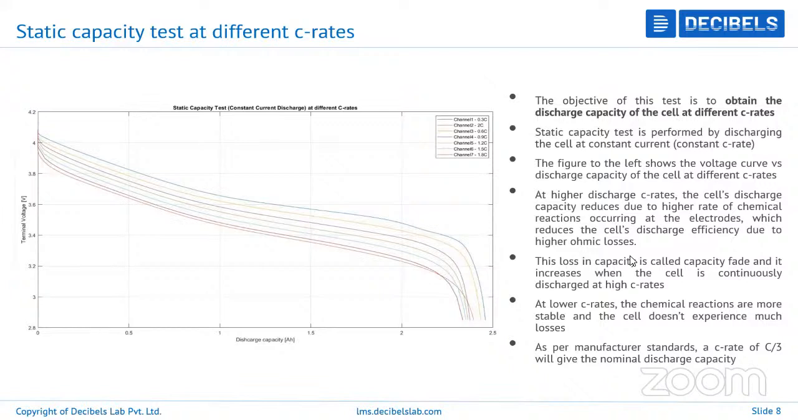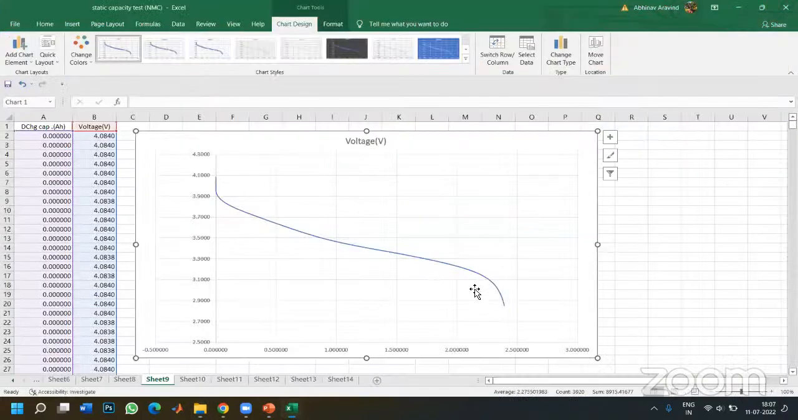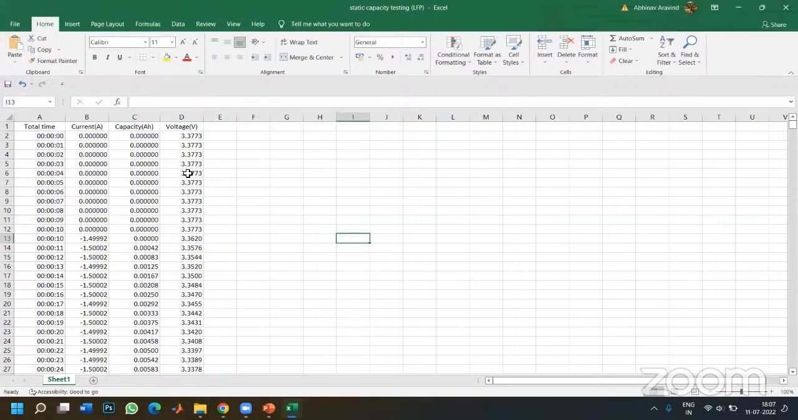So I have uploaded that in the chat box now. You can just try and download it. It is called static capacity testing, LFP. Okay, and you can try to perform the same graphical analysis. You can just plot discharge capacity versus voltage, right? And you can just try to understand what different sort of graph you can expect. So you can just quickly show that over here. Okay. Yeah. So this is for the LFP cell. I have uploaded it in the chat box.